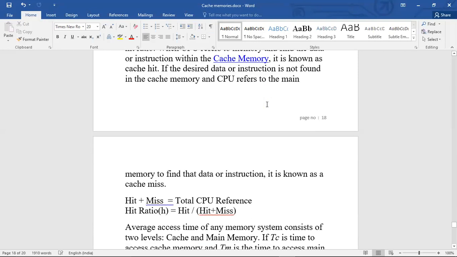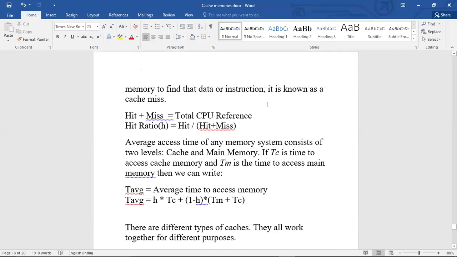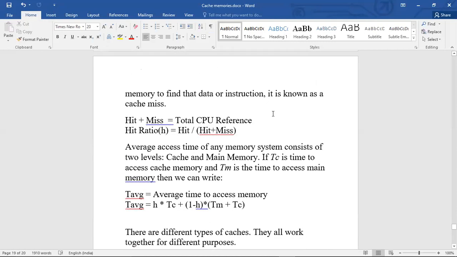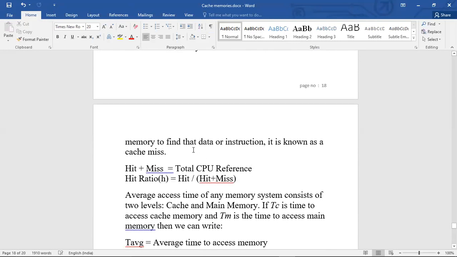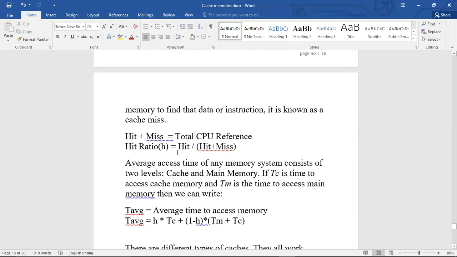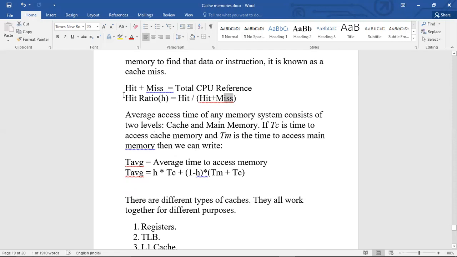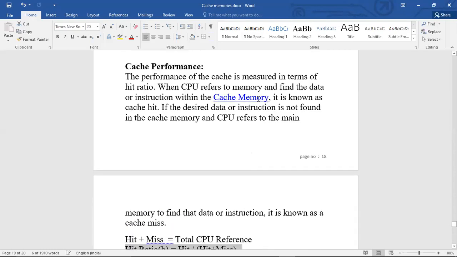Here, the performance is calculated using hits and misses. The hit ratio equals hits divided by hits plus misses. A hit means success: the data is successfully fetched from the cache memory. A miss means the data is not available in the cache memory. With this formula we get the hit ratio, and then we get the performance of a cache.